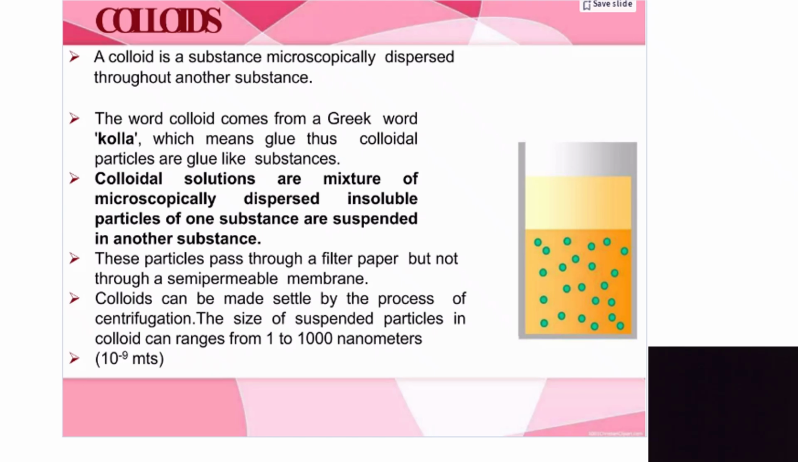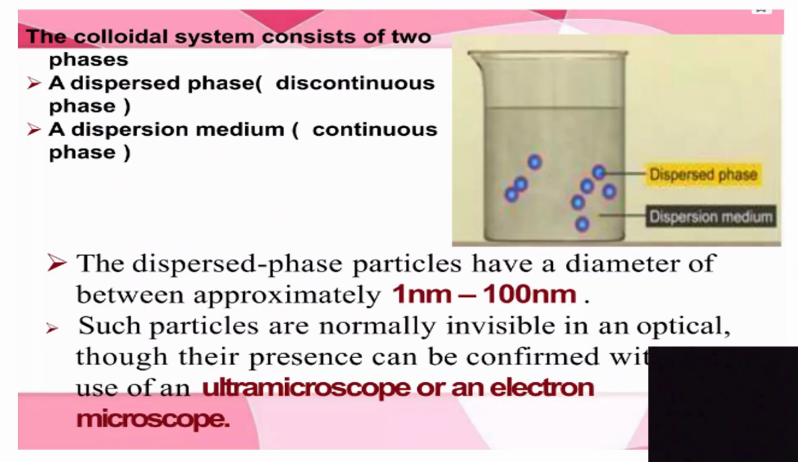These particles pass through filter paper but not through a semi-permeable membrane. Colloids can be made to settle by the process of centrifugation. The size of the suspended particles in colloids can range from 1 to 1000 nanometers, that is, 10 to the power of minus 9 meters.